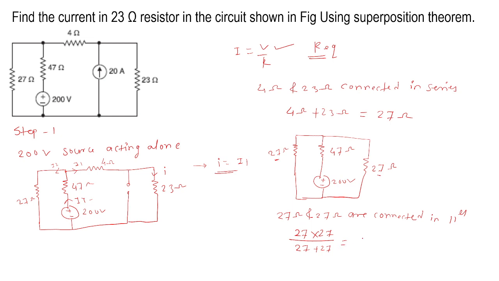How much? So it will be 13.5. So now I am going to redraw the circuit. So the circuit will be like this. This is plus minus 200 volt. So this is 47 ohm.